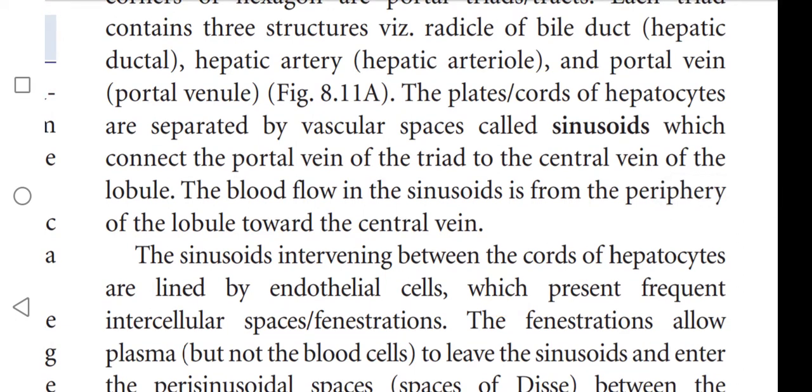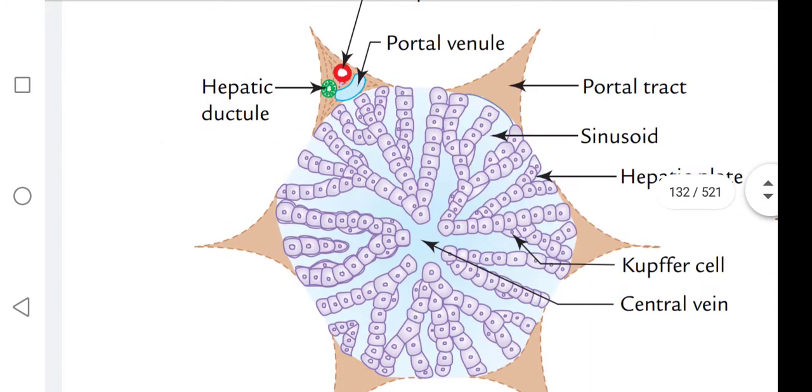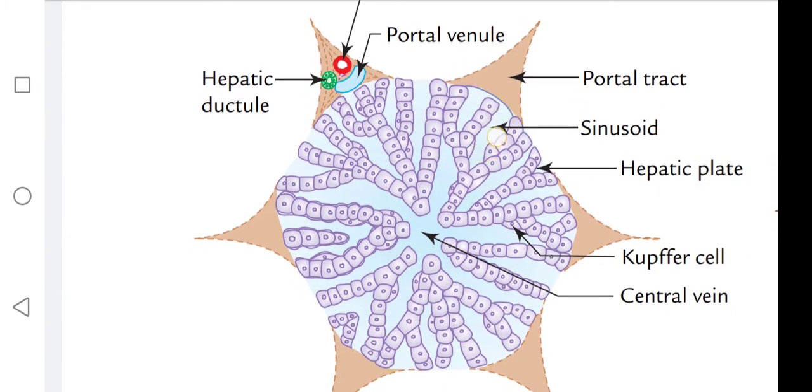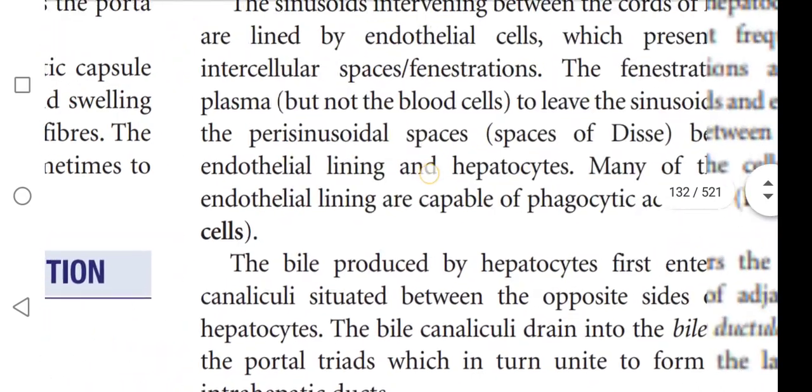See here, the plates or cords of the hepatocytes are separated by vascular spaces called sinusoids, which connect the portal vein of the triad to the central vein of the lobule. This is the lobule central vein, this is the portal vein of the triad, and both are connected by the sinusoids.